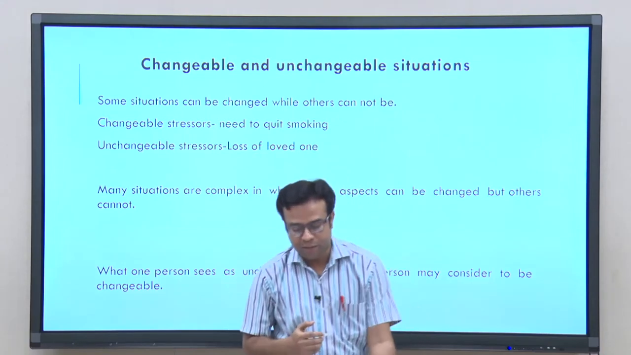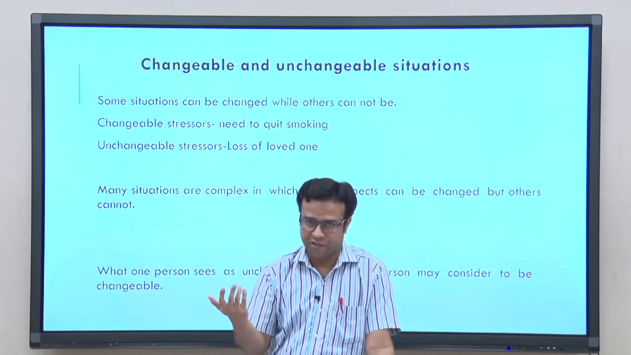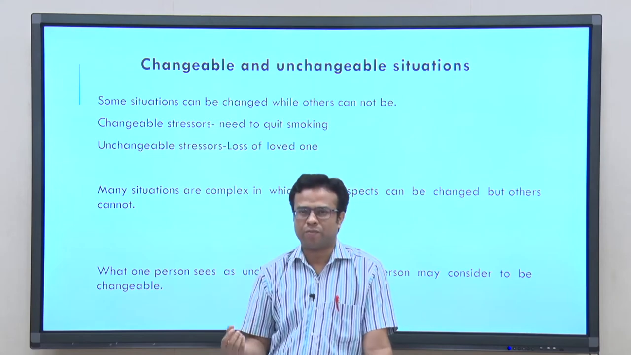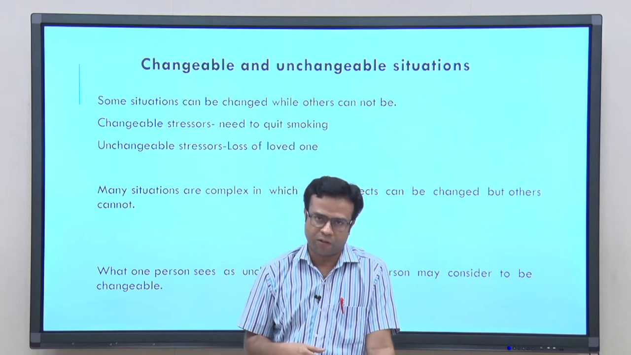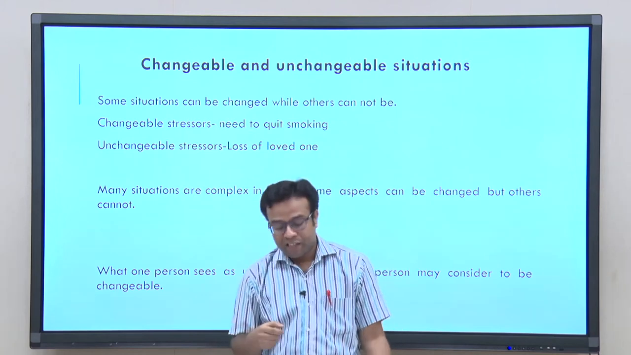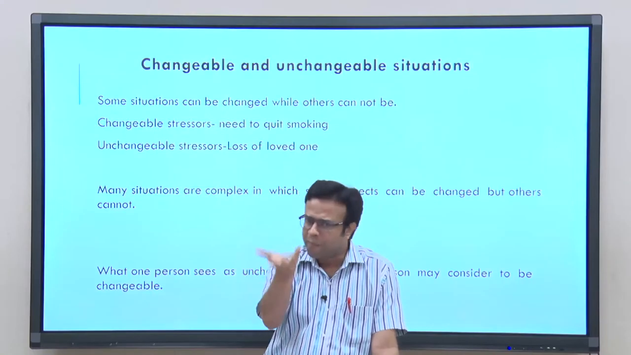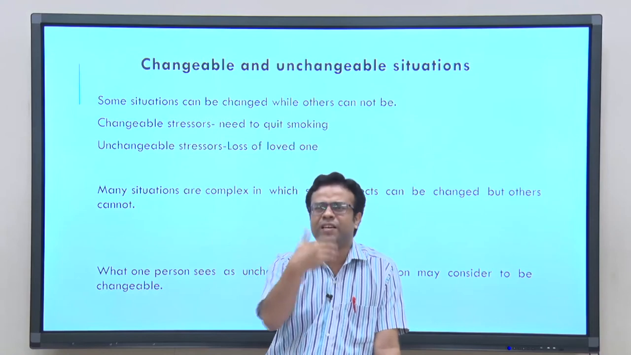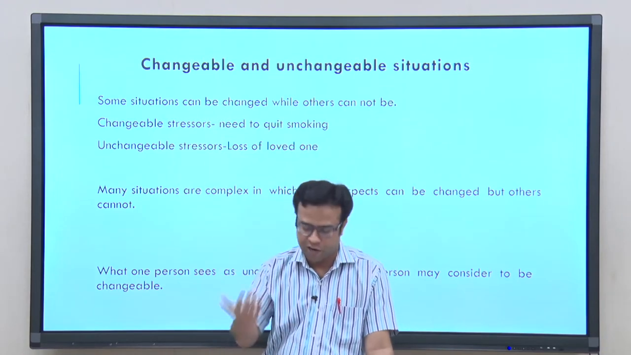An example of an unchangeable stressor is, let's say, death related stressors, the loss of a loved one. You cannot do anything about death. Somebody died, now nothing can be done about it. It is unchangeable. Many situations are complex, in which some aspects can be changed and some cannot be changed. So there may be many situations where it is a very complex situation, and something can be changed, something cannot be changed. There are many such situations that we face in our day-to-day life.